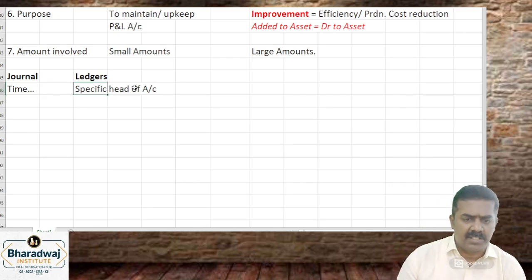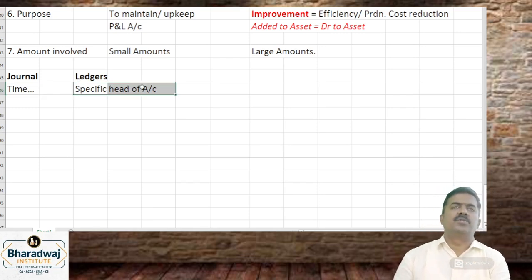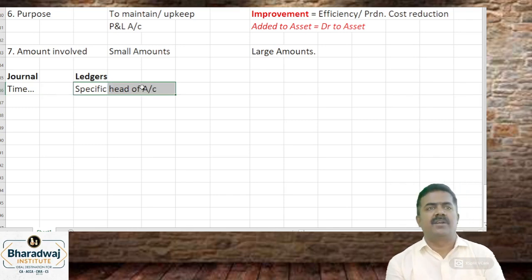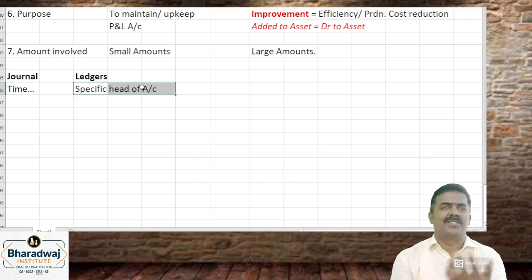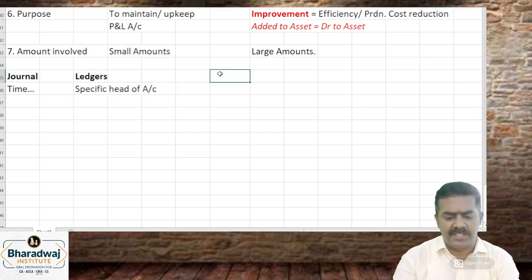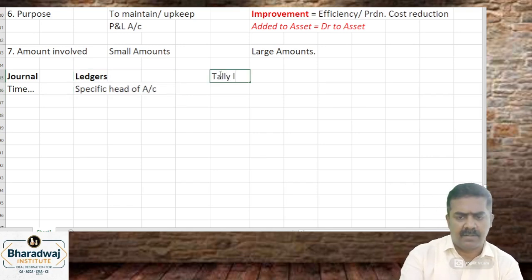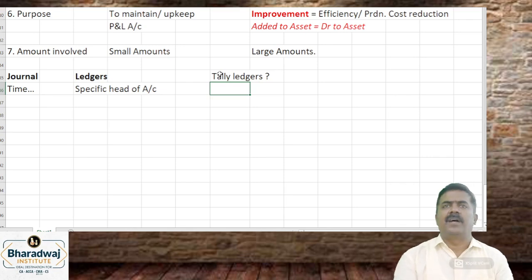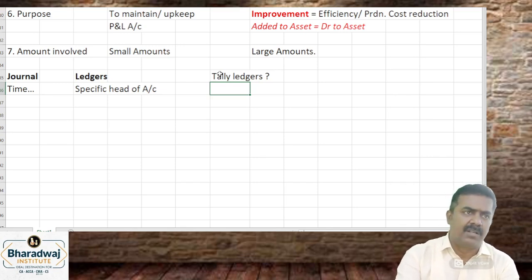Journal is prepared according to time order. Ledgers are specific. You want to know total salary paid for the year, go to salary account. You want to know how much is receivable from a customer, go to debtors account, creditors account, like that. Clear? Then from journal we do ledger posting. Then we tally the ledgers. While tallying the ledgers, we'll have a debit balance or credit balance.